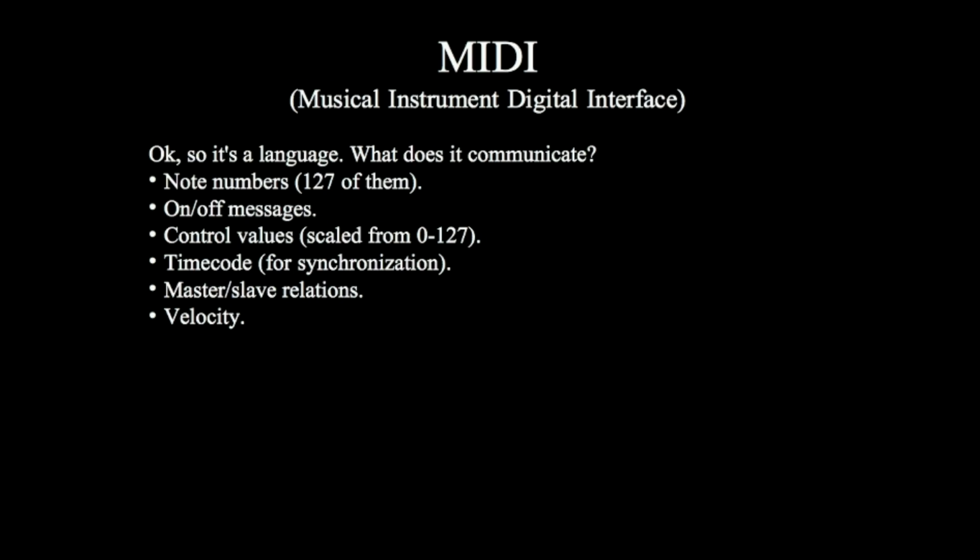And it also has velocity information, which is how fast a key is pushed down. We'll get back to that at the very end of this lecture, why velocity. But these are the elements of MIDI. So it is a language, and all of these types of information combine into the control messages that create music.